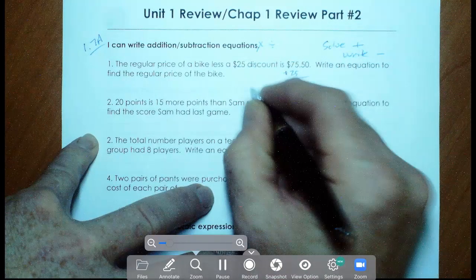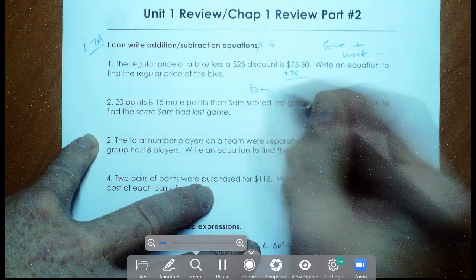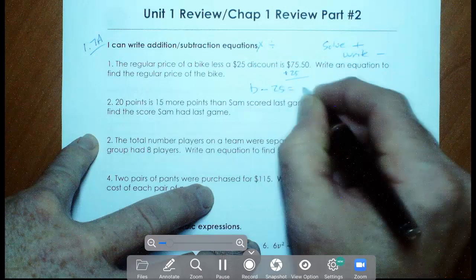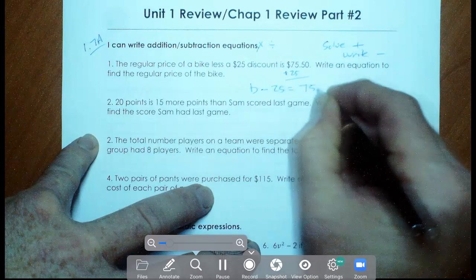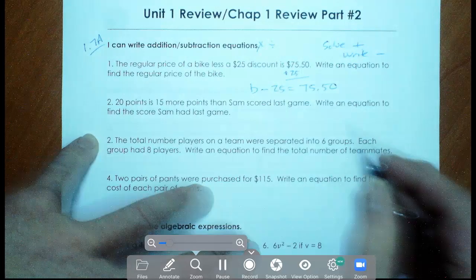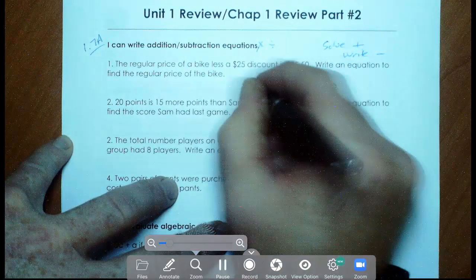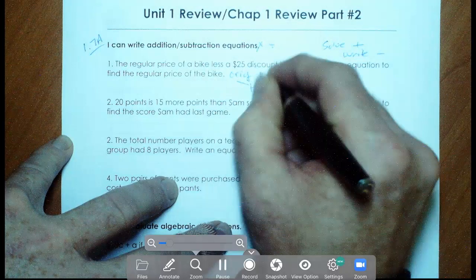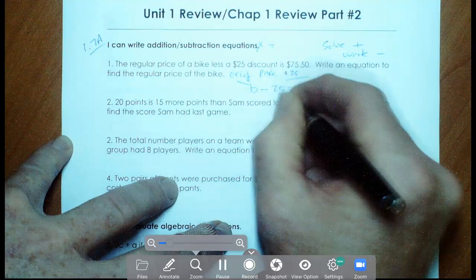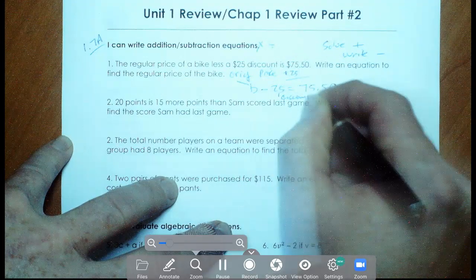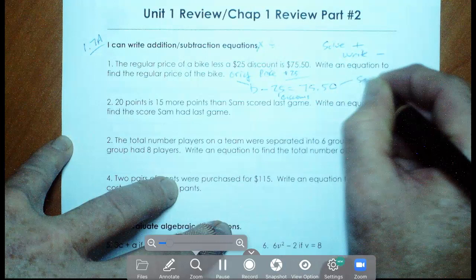So let's take the price of the bike and subtract the $25 discount, and that would equal the $75 sale price. I notice I dropped the dollar signs here, but that's okay. So I'll just label it. Here's the original price, here's the discount, and this is the sale price or the new price.